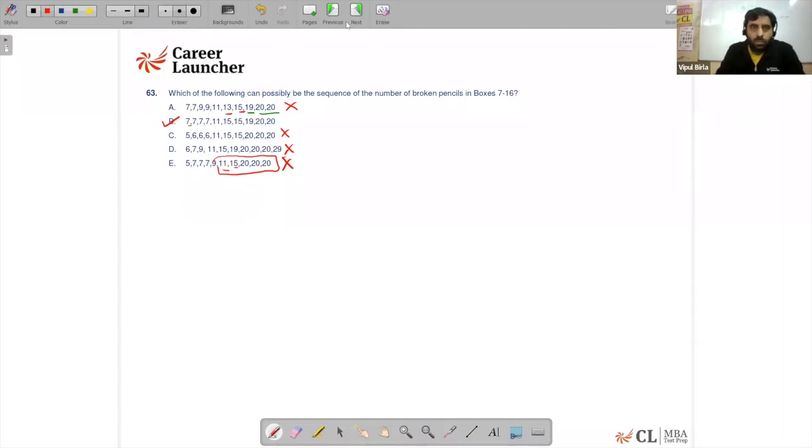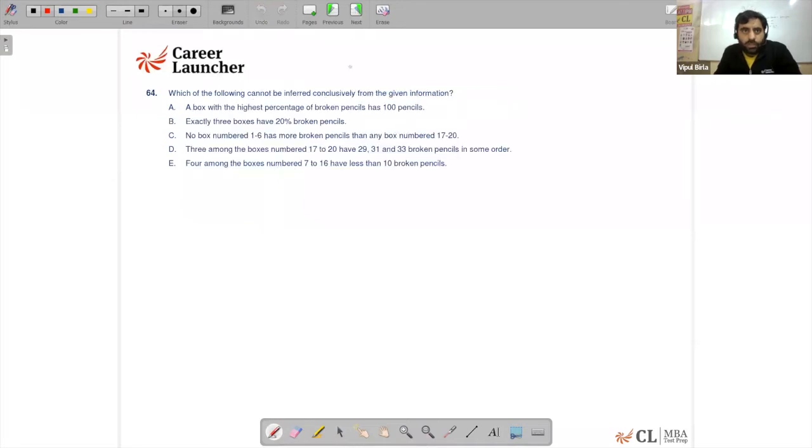So we can actually look at the options and then try and eliminate. We can have other options also, but when I say can possibly, we need to go into the options basically. Which of the following cannot be inferred conclusively from the given information? A box with the highest percentage of broken pencils has 100 pencils.